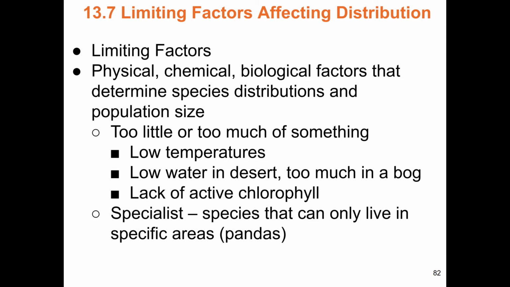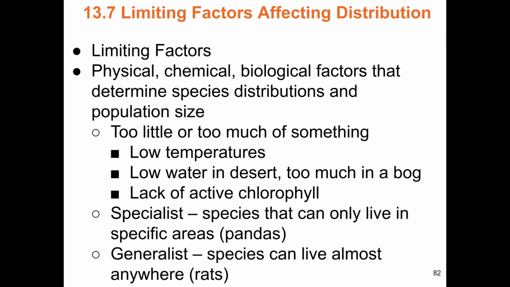Some species, like humans, live all over the world. Other species can only live in specific areas, like pandas that eat just bamboo. No bamboo, no pandas. Humans are generalists. We survive everywhere. Rats.